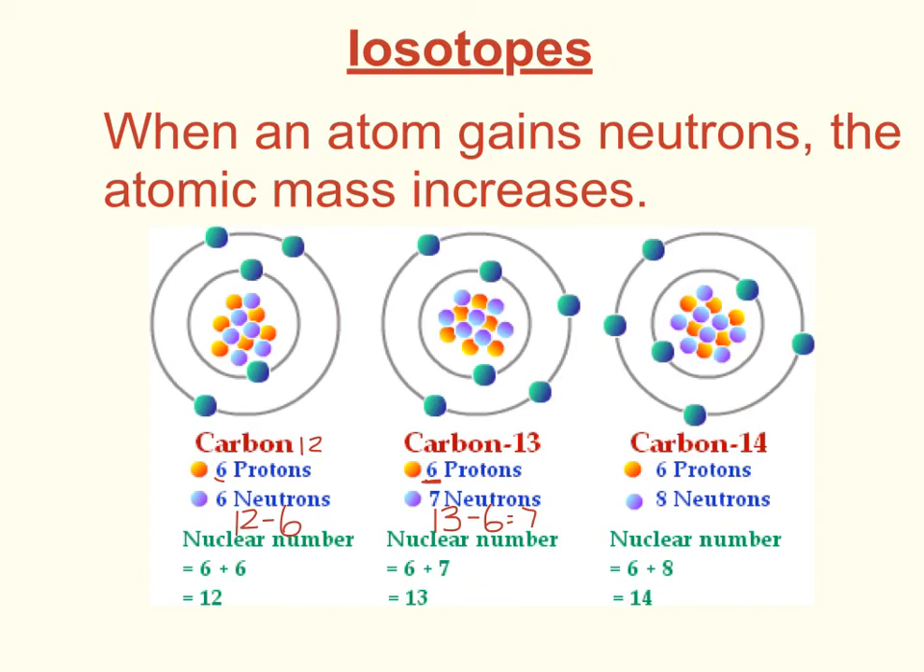Same thing here with carbon-14. The number of protons stays the same, but the number of neutrons has increased because now I take my new atomic mass of 14, subtract out my 6 protons, and I get 8 total neutrons. So when you're dealing with isotopes, remember the number of neutrons is changing, and because the neutrons are changing, the atomic mass is changing as well.